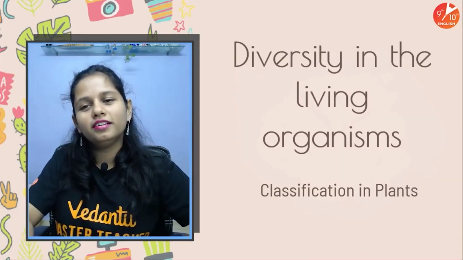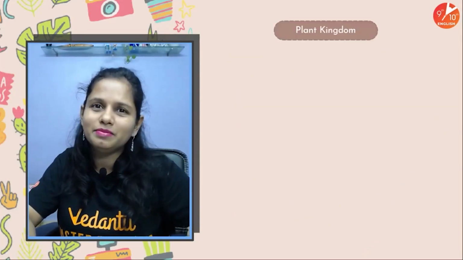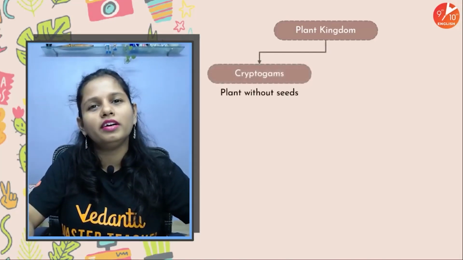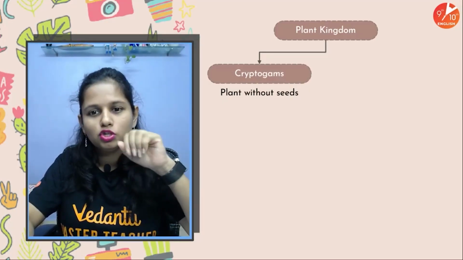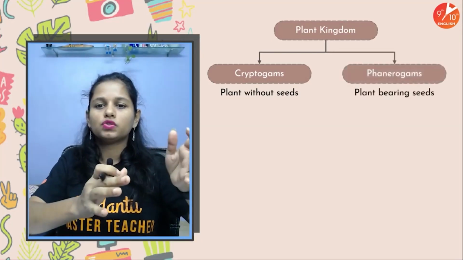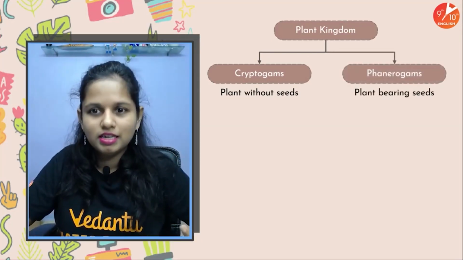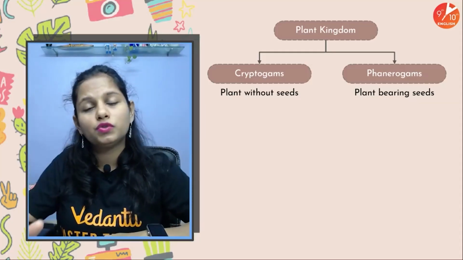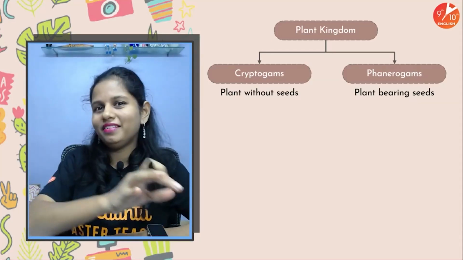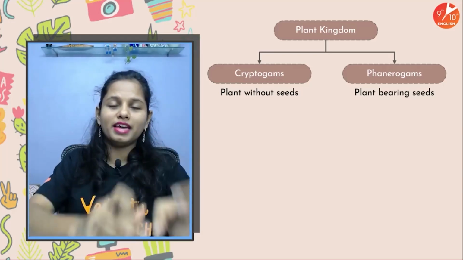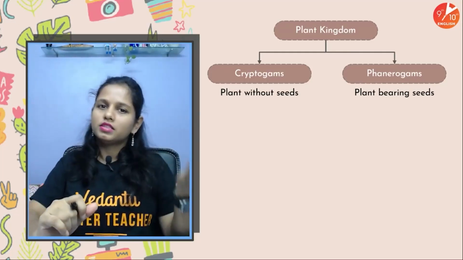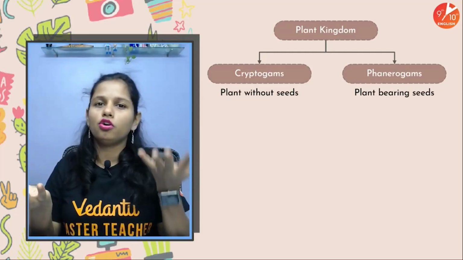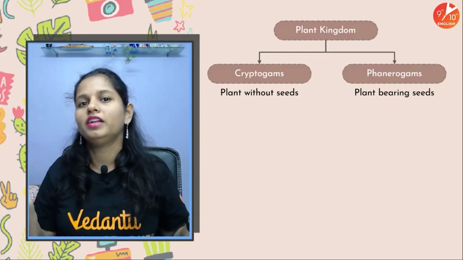So here is the chapter Diversity in Living Organisms, and today we are going to classify kingdom Plantae. So people, the plant kingdom is broadly divided into 2 parts, Cryptogams and Phanerogams. Cryptogams are the plants which do not produce seeds, and Phanerogams are the plants which bear seeds. So non-seed bearing and seed bearing, Cryptogams and Phanerogams. Non-seed bearing Cryptogams, seed bearing Phanerogams.